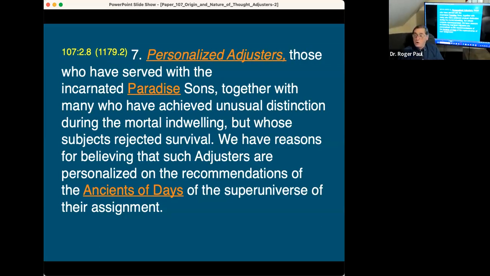And then at that point, they personalized him. And they probably do the same exact thing with every single Creator Son, all 700,000 of them. But it's important for us to understand that the Adjuster didn't leave Jesus at the baptism. Okay. He stayed right there with him.